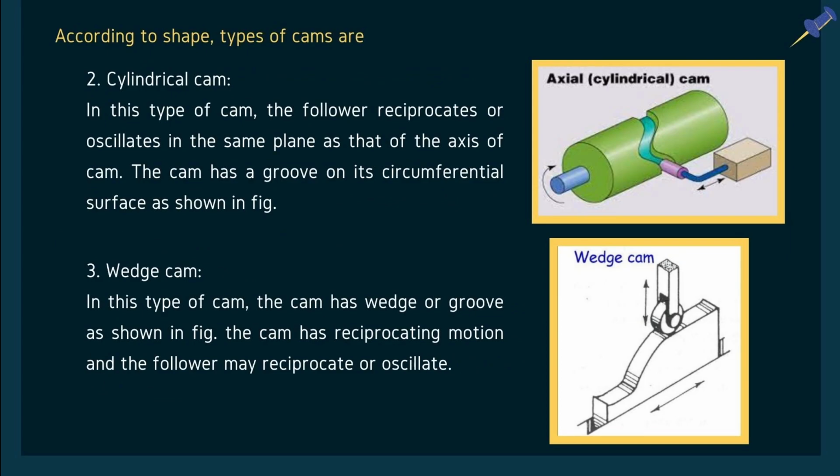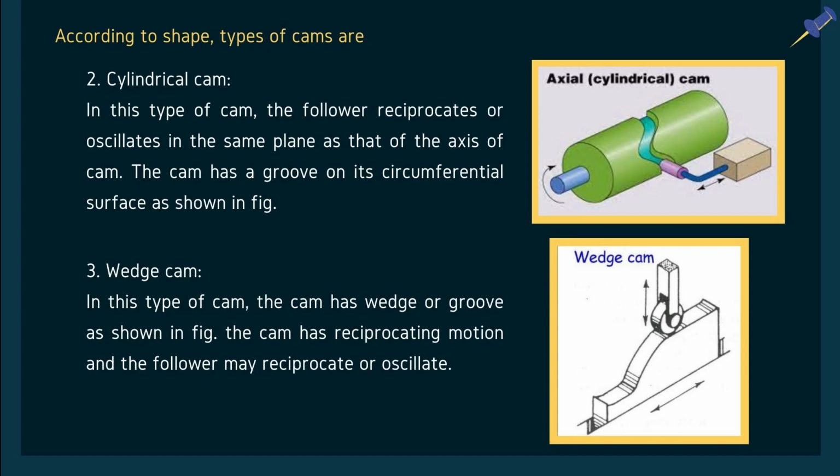Second one is cylindrical cam. In this type of cam, the follower reciprocates or oscillates in the same plane as that of the axis of the cam. The cam has a groove on its circumferential surface as shown in figure.